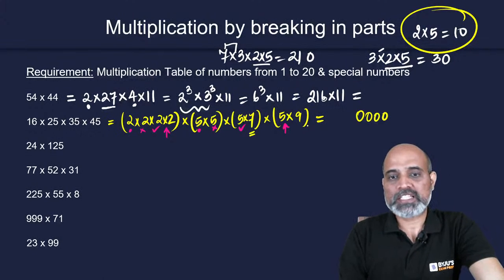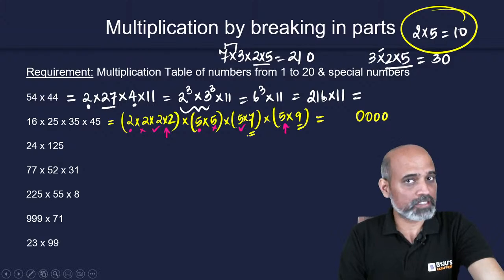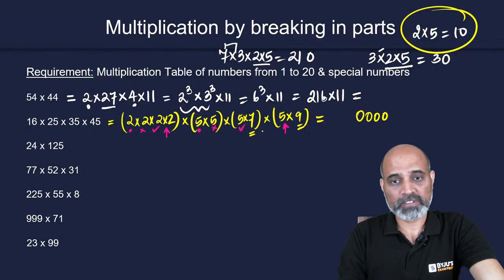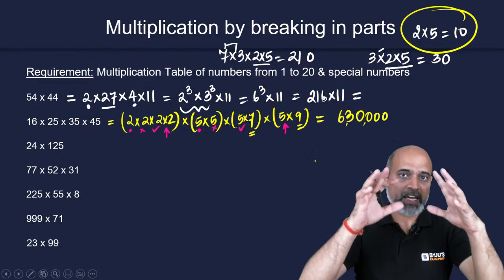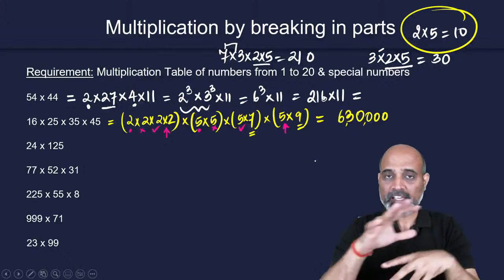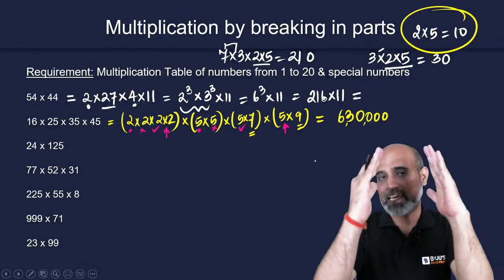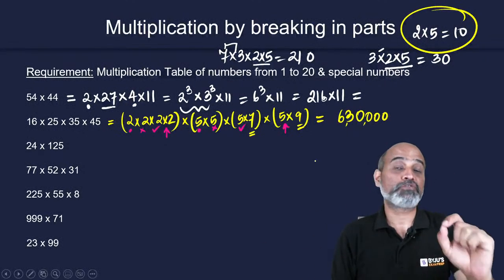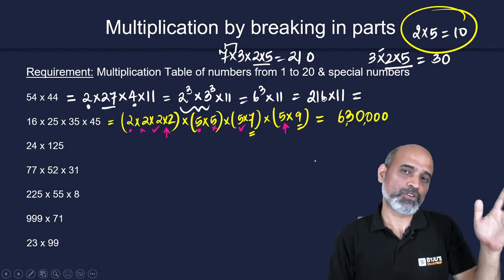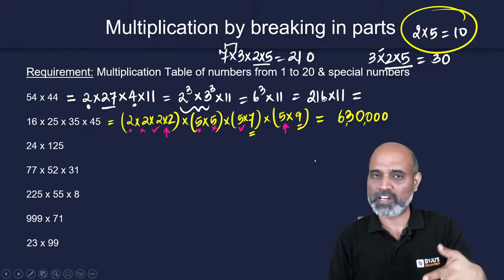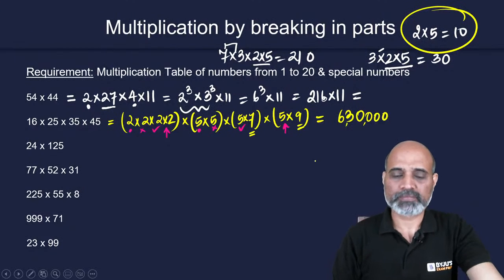Then you are left with 7 and 9. That's all there is. Everything else is taken into account. 7 into 9 will give you 63. So this is 6,30,000. So breaking it down into smaller parts, rearranging as you feel like, and then climbing back up is going to be a faster approach. यही 16 into 25, फिर उसको 25 into 35, बहुत time consume होता.